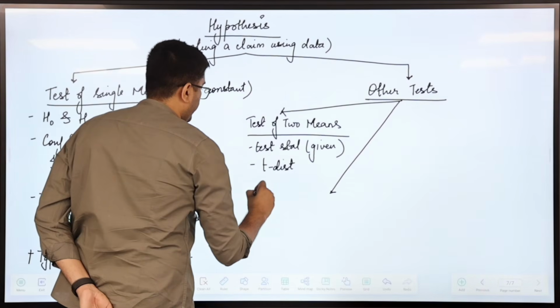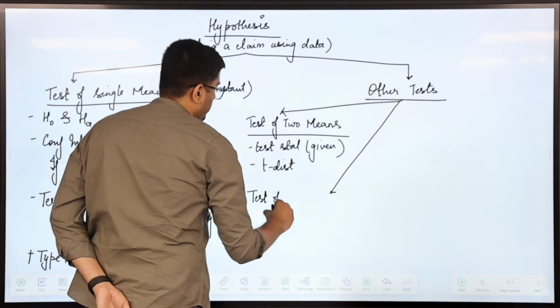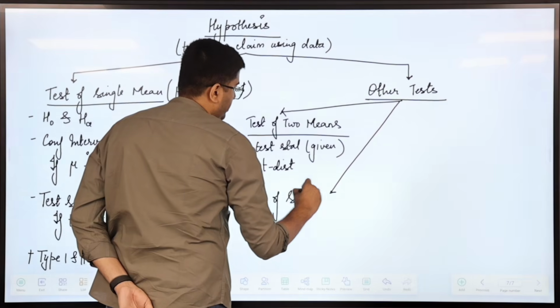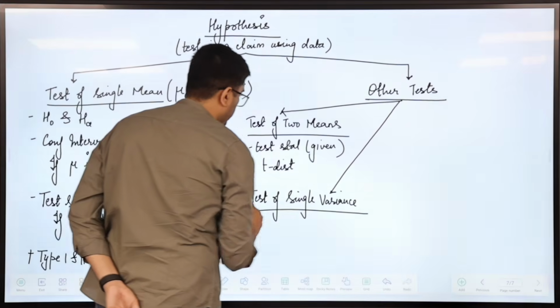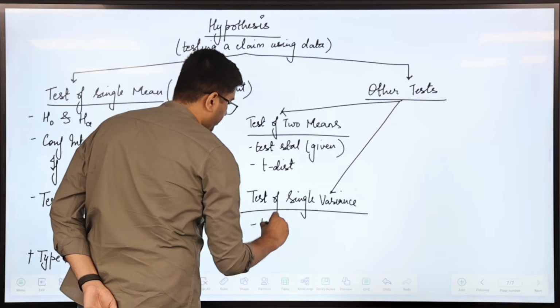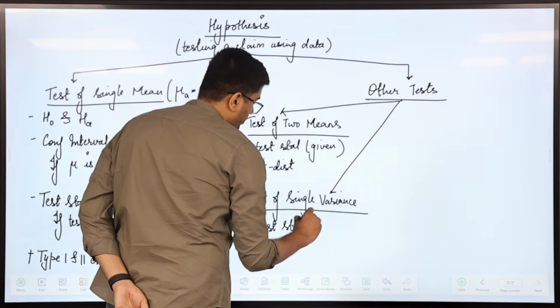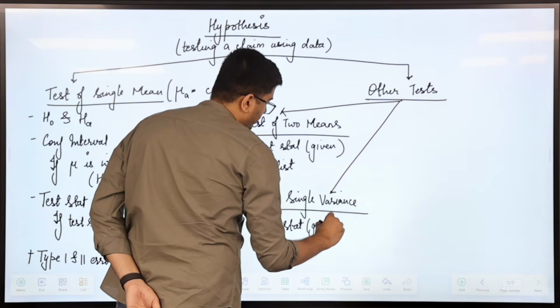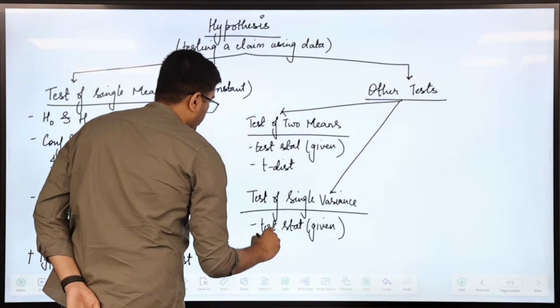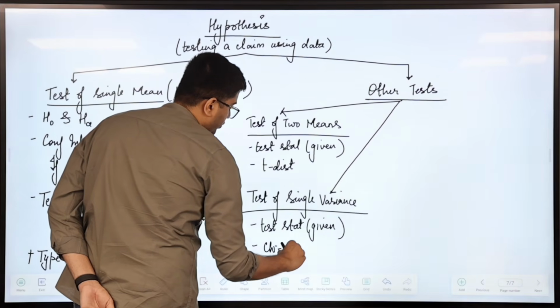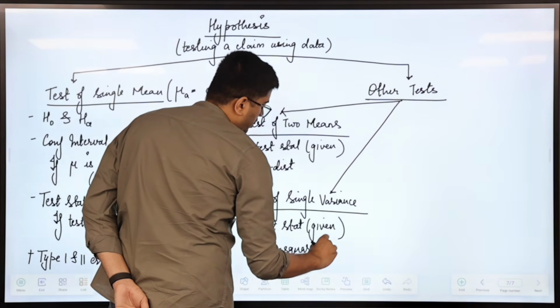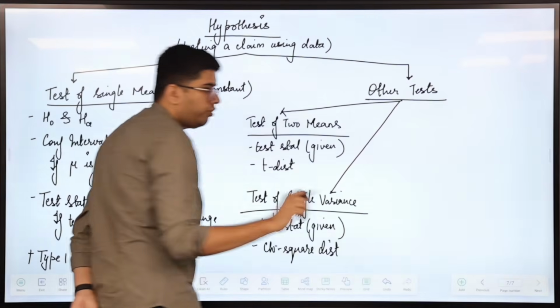Then we have test of single variance. Here also, test statistic will be given. You will use chi-square distribution. In chi-square distribution, you have to be careful.